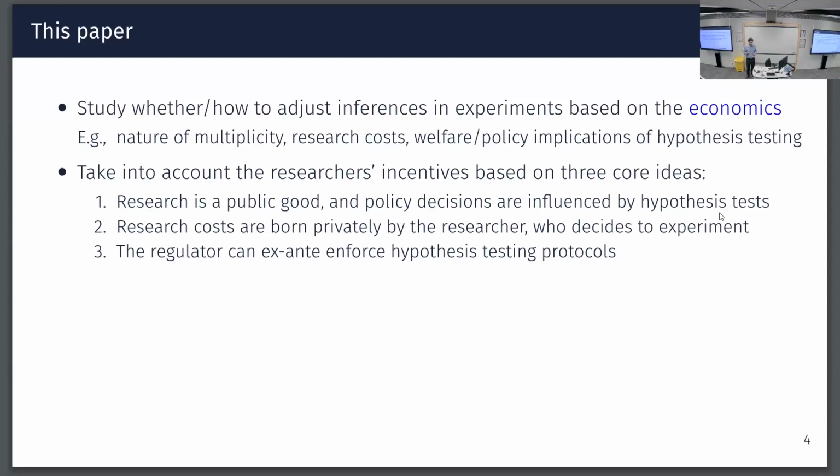So to do so, we need to take into account the researcher incentives. And we're going to do this by building a model which is based on three core ideas. The first idea is that research is a public good, and so whatever you find in your experiment may influence decision making. So if the drug company finds that the drug is effective, then this is going to generate some policy implications.